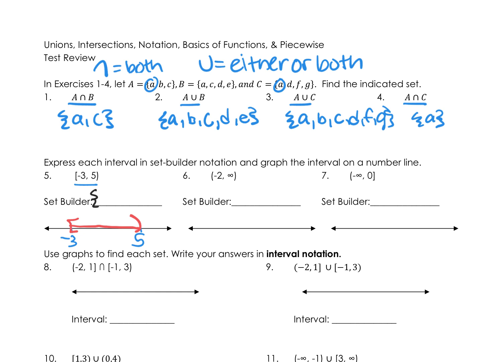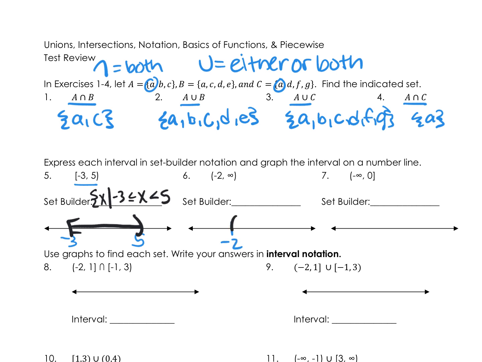So the set builder notation will be all the numbers x. These numbers x are greater than or equal to -3, and less than 5. And it'll be less than because we have the parentheses there.